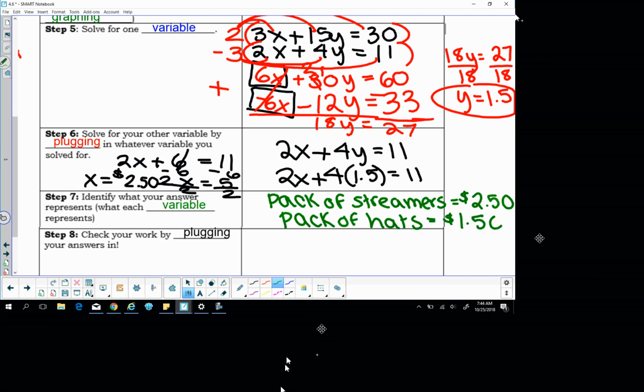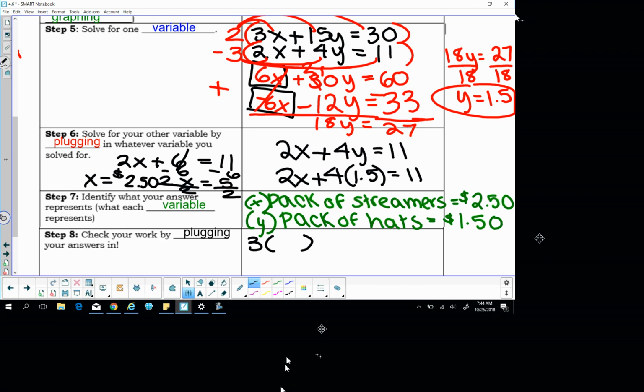And that's why it's important to define our variables so we know what we're finding. And last part, you don't always have to do it, but I would do it on assessments. Plug in 2.5 for x and 1.5 for y and make sure it makes sense. So in your calculator, make sure you're always going, okay, let me make sure it makes sense.